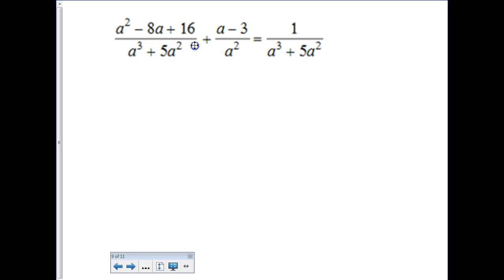Oh boy. All right, this one, the denominators here and here are not in their best form, so we need to factor them. So let's factor out, let's see, a common a squared.